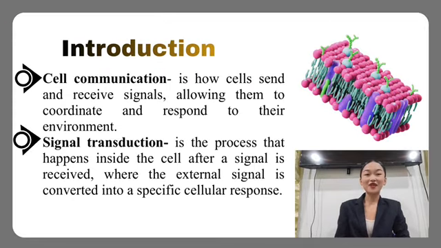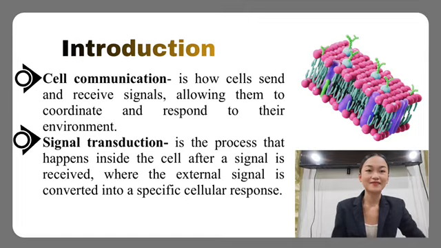So what is cell communication and signal transduction? Cell communication is how cells send and receive signals, allowing them to coordinate response to their environment. While signal transduction is the process that happens inside the cell after a signal is received, where the external signal is converted into a specific cellular response.